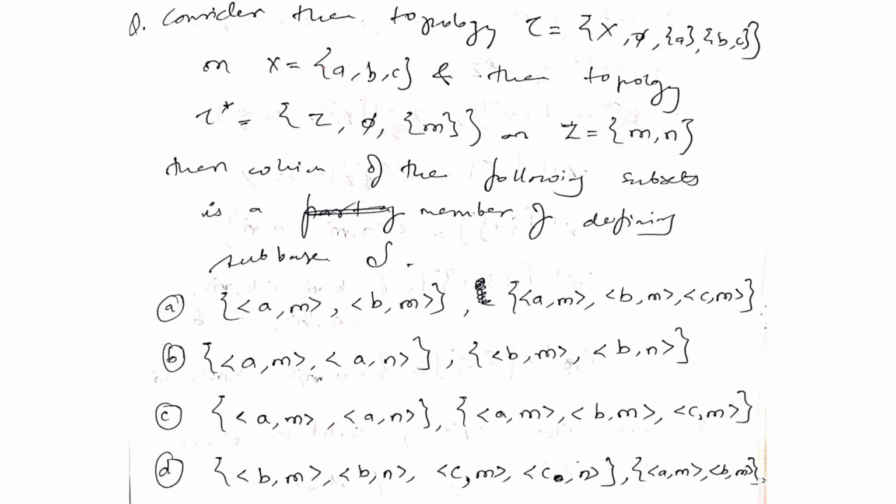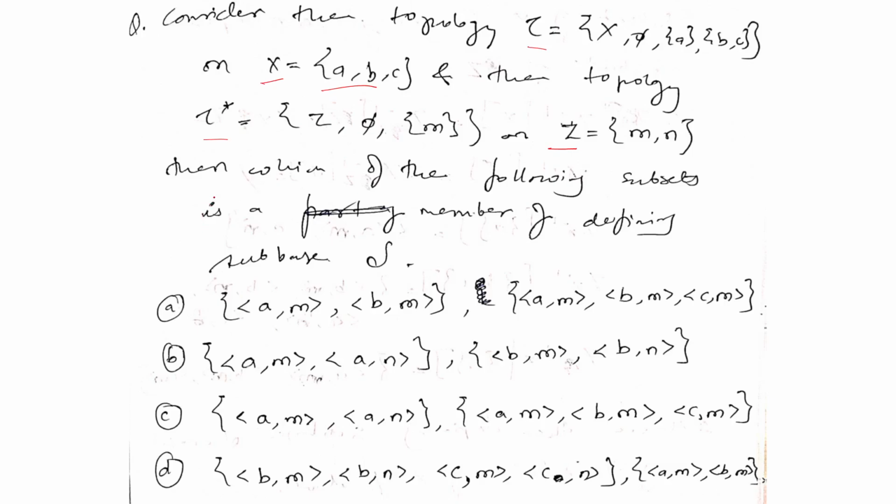So the next question is, consider the topology tau, given as x comma empty set comma singleton A, then set BC, on set x equals ABC. So you have been given x and the topology tau on that, and another topology tau star, that is z comma empty set comma singleton M. This is defined on z, that is set M comma N. So you have been given two sets X and Z, and topology tau is defined on X and topology tau star is defined on Z.